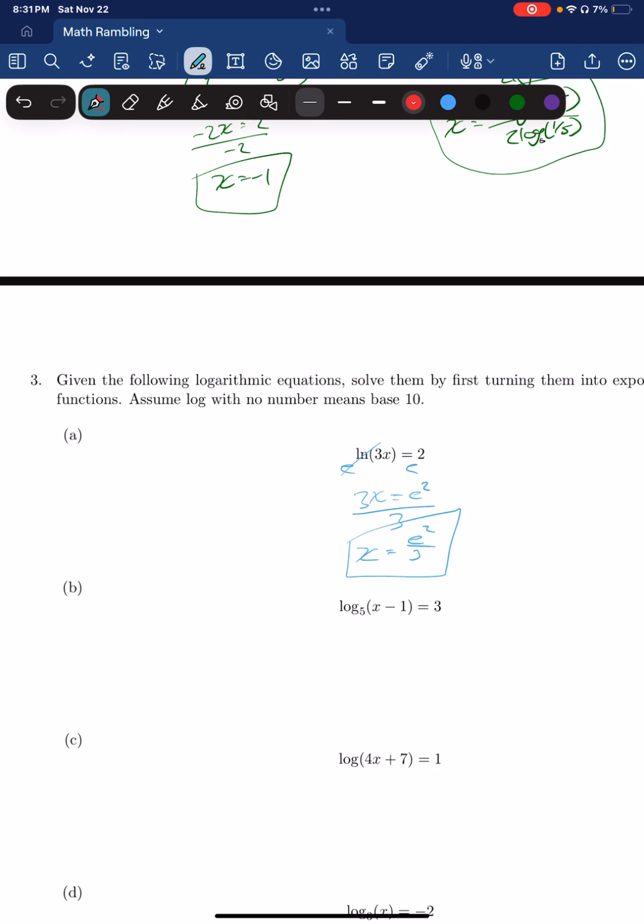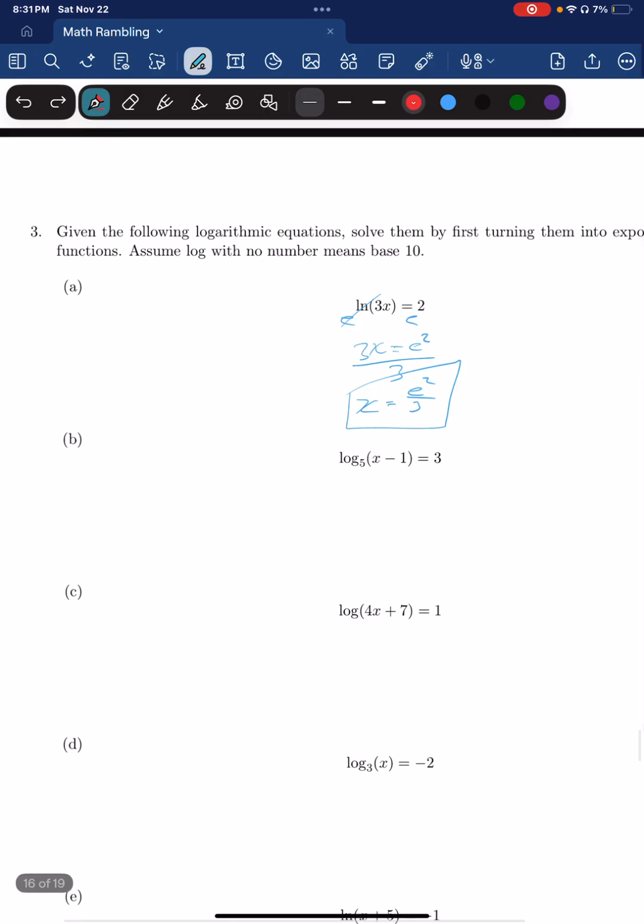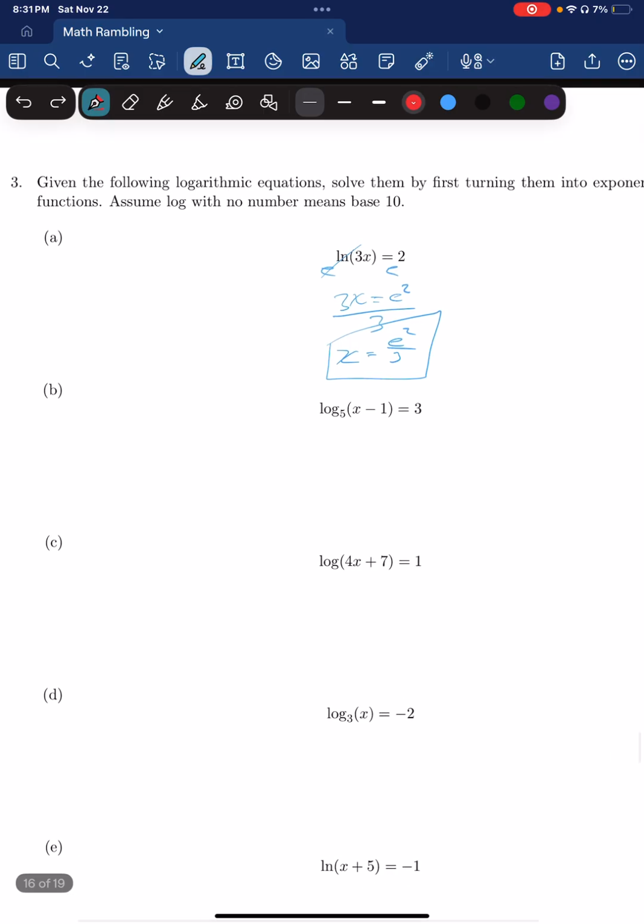If you wanted to know a number, technically this is a number, but if somebody asks you your favorite number, you don't say e squared over 3. You'd probably say like 7.4382, or something like that. So if you wanted a number like 7.4382, you could just put this in your calculator. But I'm not going to put it in my calculator because I don't have a calculator. But you could put it in your calculator.